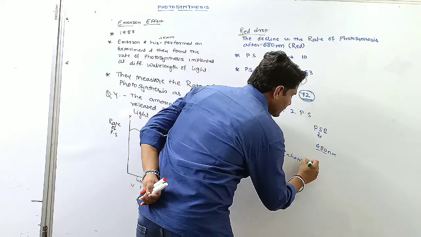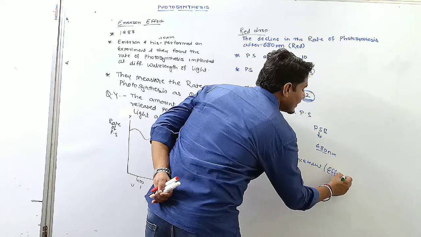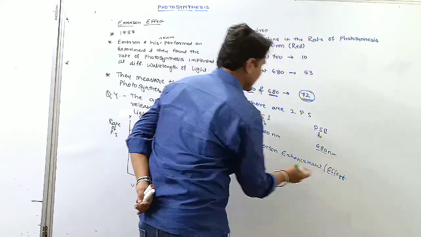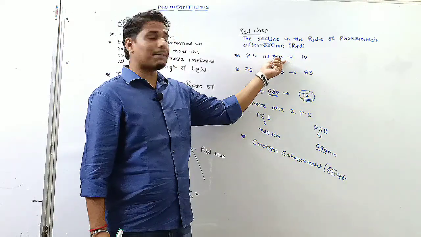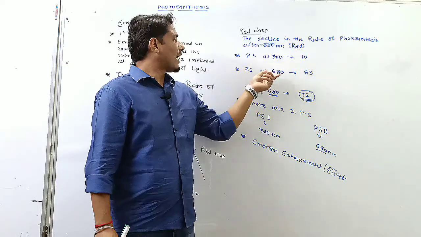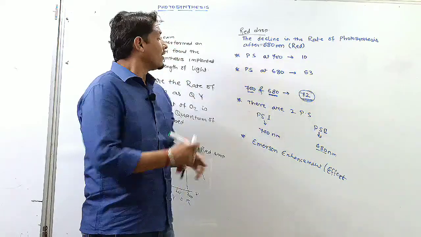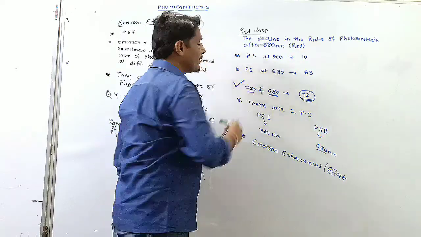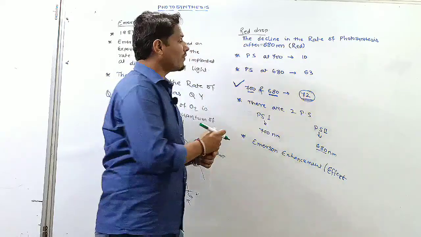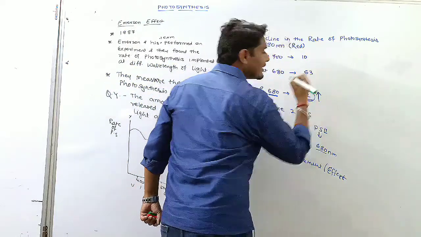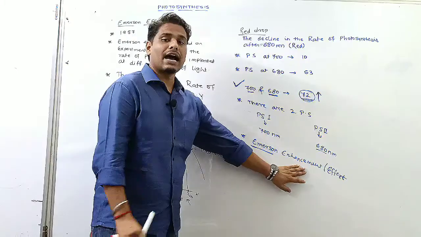This experiment is called Emerson enhancement or the Emerson effect. Why is it called Emerson enhancement? Because when the plant is exposed separately, the quantum yield is low, and at the longer and shorter wavelengths it is 53. When we expose the plant to both together, the quantum yield is enhanced. That is why it is called Emerson enhancement.